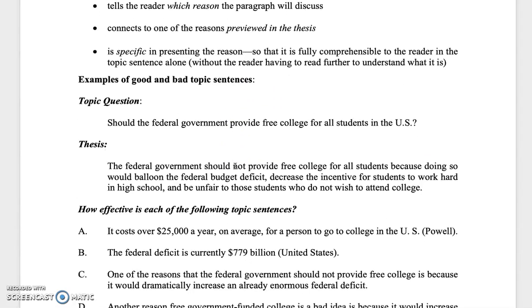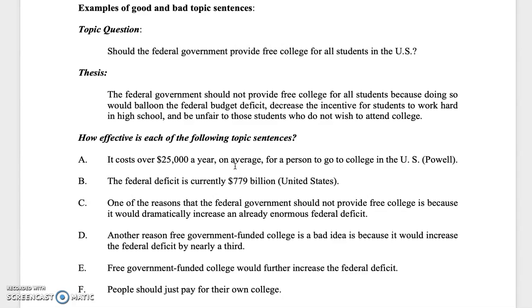So for our good and bad examples, the topic I'm going to be using is, should the federal government provide free college for all students in the US? And the thesis here is saying no, right? And it's actually a good thesis for an argument rebuttal essay, so I do want to pause a little bit on that.